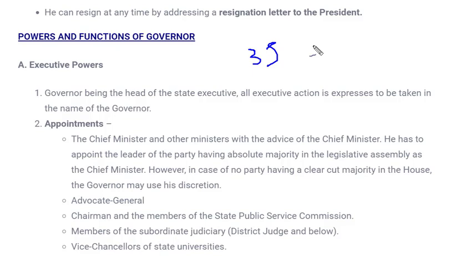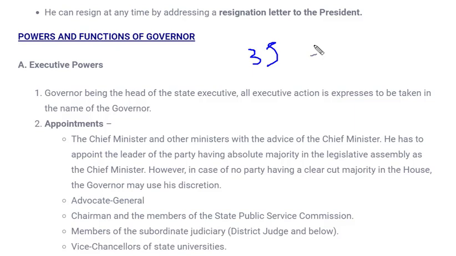That's it. And there is one more important provision or qualification given, but that is often avoided. If a Governor has to be appointed for a certain state, he should not belong to that state. Only then can he be appointed as Governor. But we have seen in many cases that this rule is not followed. So I'm not considering this as a special qualification.